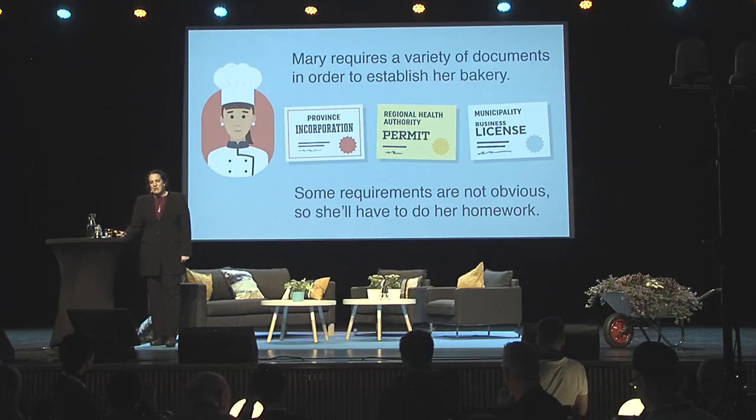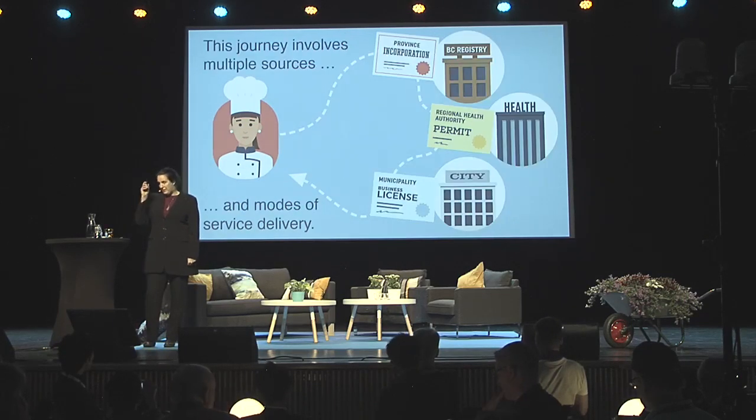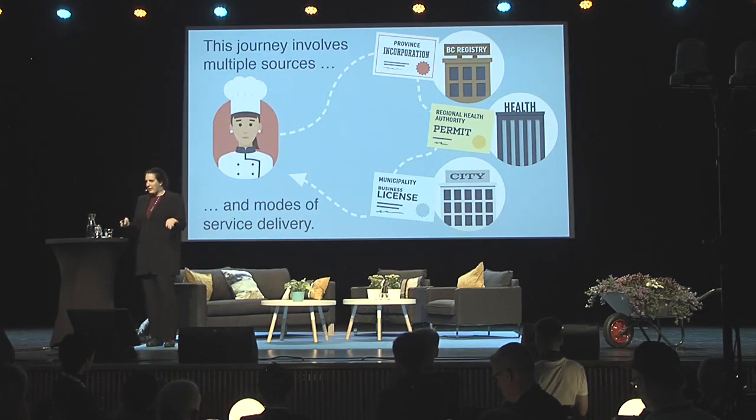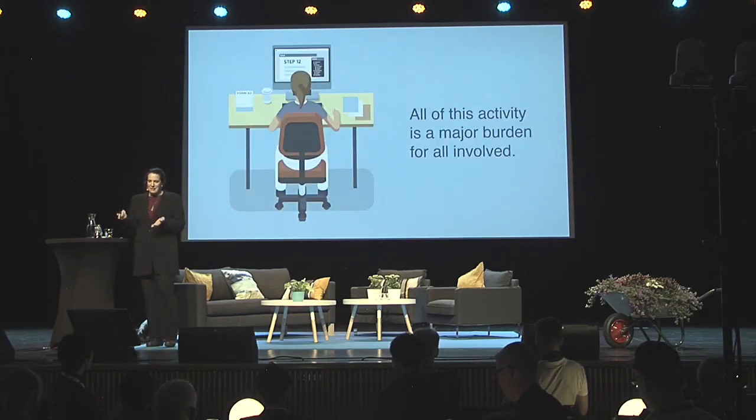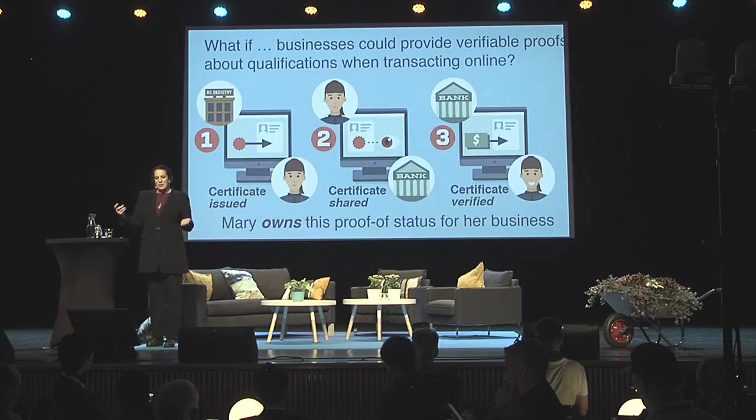Mary's Bakery. Mary needs a whole bunch of different types of licenses to establish her bakery. And she has to do a lot of work to go get them from all the different agencies, and they have different procedures, and they just hand her a paper document. And then to prove this, she has to fax them all around. And it's a lot of headache. So what if she could get the verifiable proofs using the verifiable claims and the infrastructure I just described for her business too?